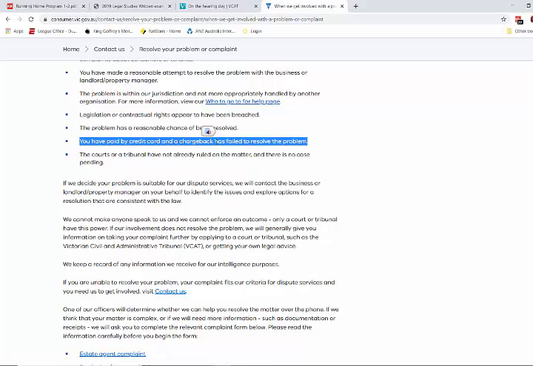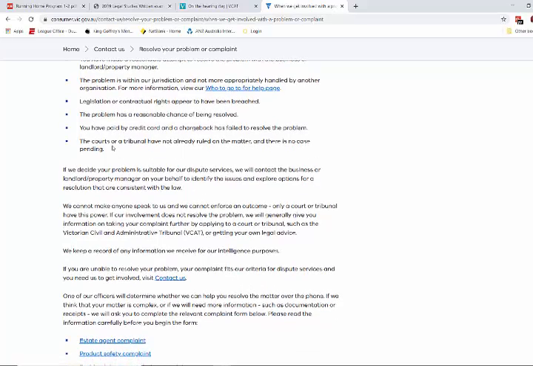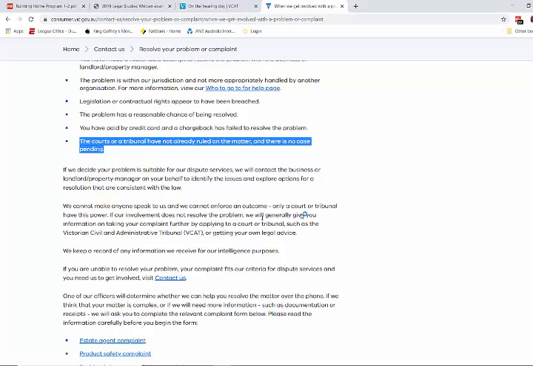If a chargeback has failed to resolve the problem, so if you did pay by credit card, they're going to make sure you've done that first. And obviously, this one's really important. You can't go to CAV after you've gone to the courts or tribunal. So once you've gone to the courts or tribunal, CAV is basically off the list. You can't use them anymore.